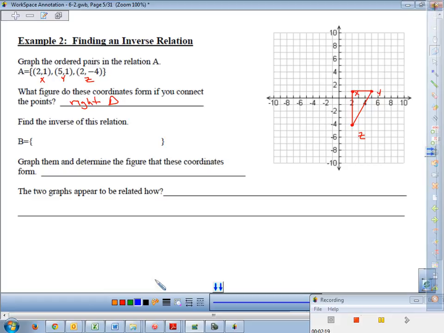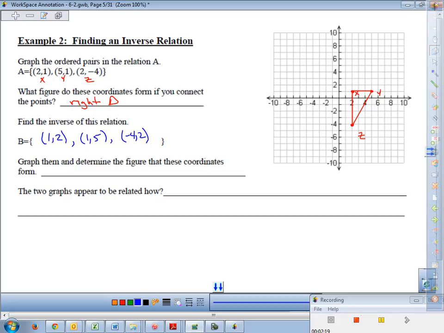Then they say find the inverse of this relation. Well, if this is the set of ordered pairs right here, I will find the inverse. They already put the set brackets for me, so I just got to pull the old switcheroo on these. Switching x and y around. An inverse is a reflection of some relation over the line y equals x.